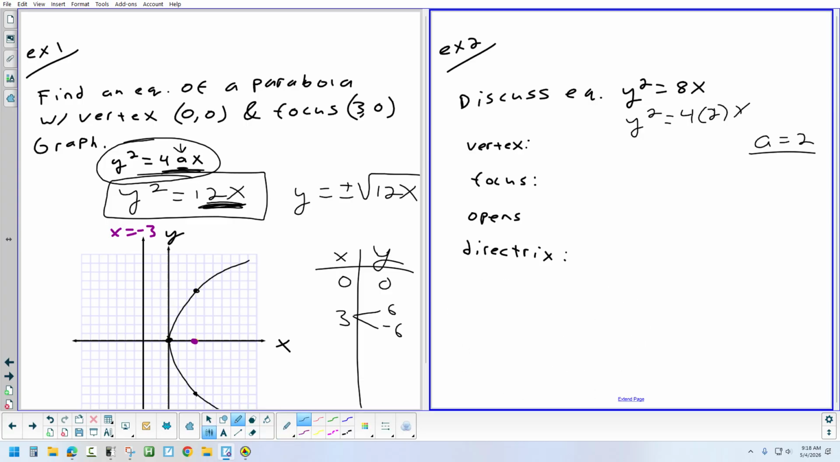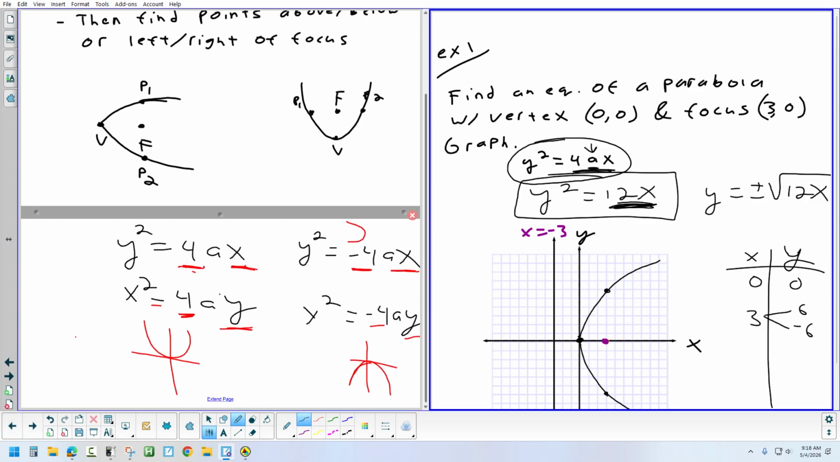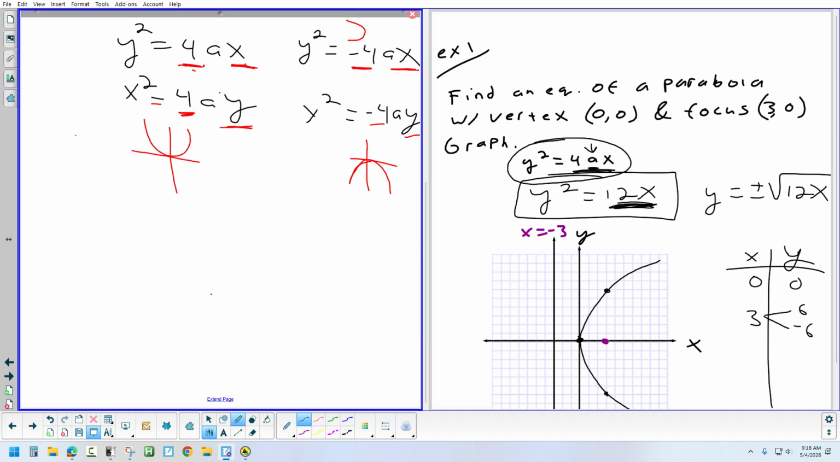Okay, so looking at that equation, where is my vertex? Yep. 0, 0. It's at 0, 0. Any equation that has one of those 4 formats that I showed you earlier, these are all equations at the origin. You'll know when it's not at the origin because it's going to have a shift in it.